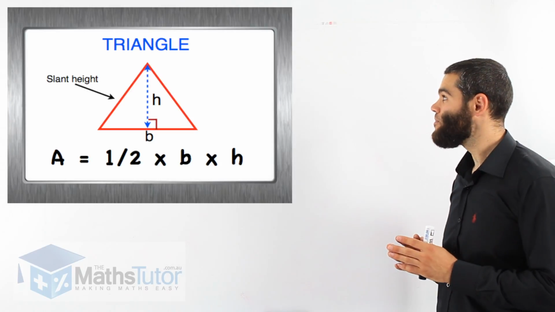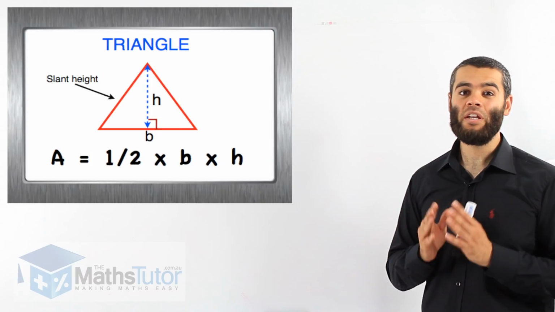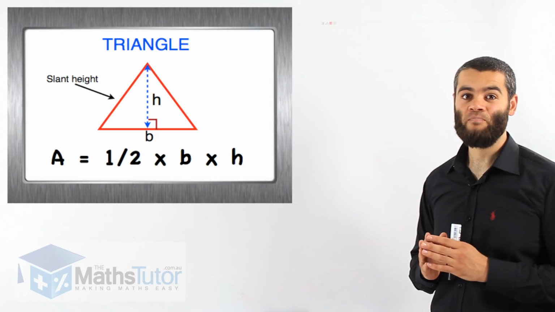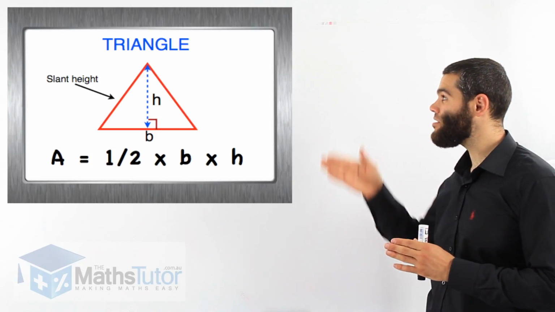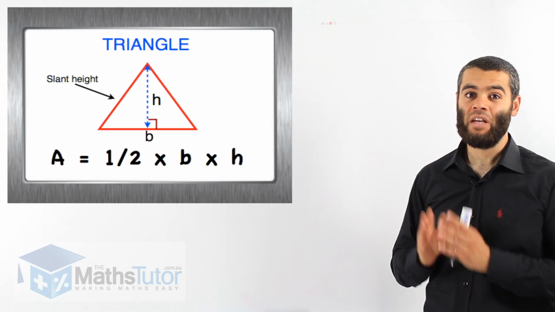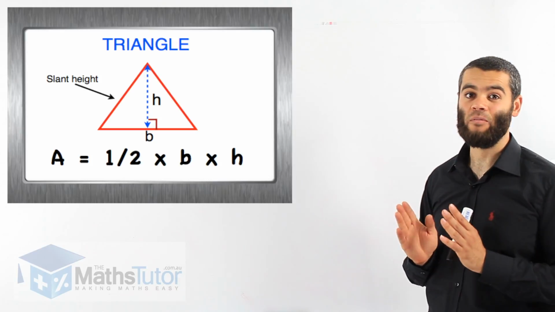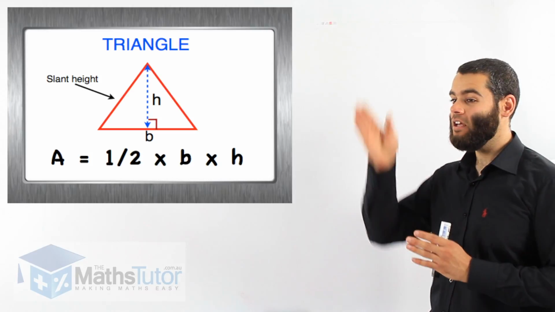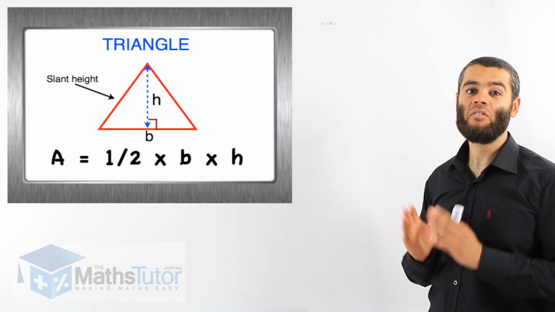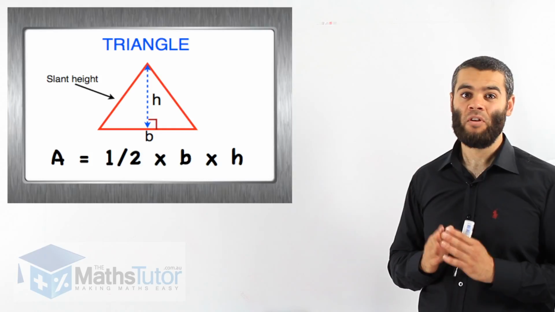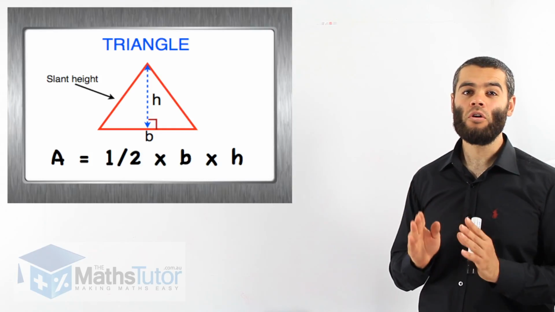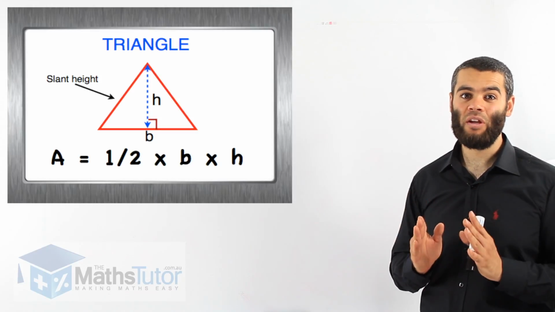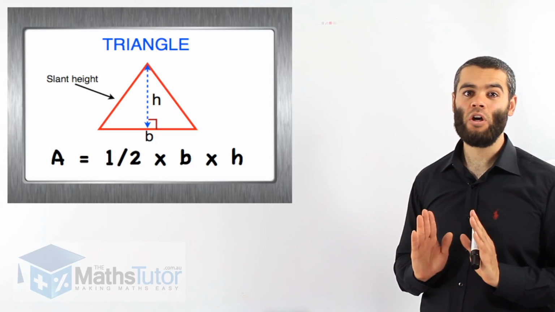Very important to note that when working with triangles, we need to locate the height. The height is actually the vertical height, so it's the height that goes straight down. Very important, it's not the slant height. Be careful, the slant height is the height that's slanting. The vertical height is the height that meets the base at right angles. So whenever you're looking for the vertical height, look for the height that meets the base at 90 degrees. Very important rule to know.